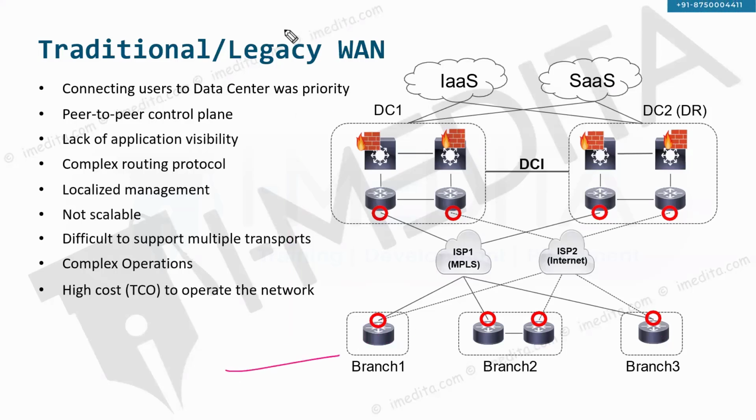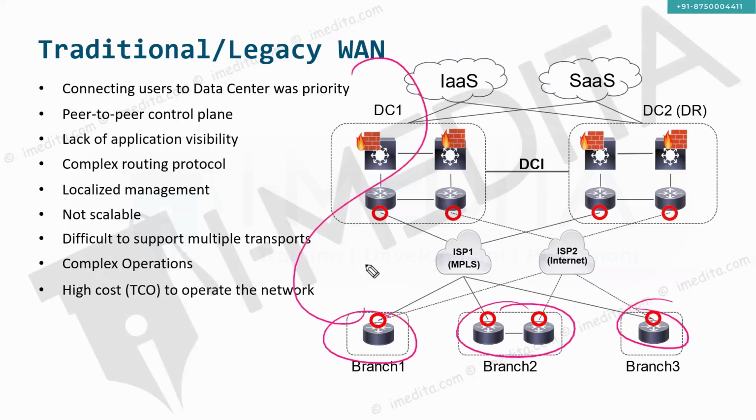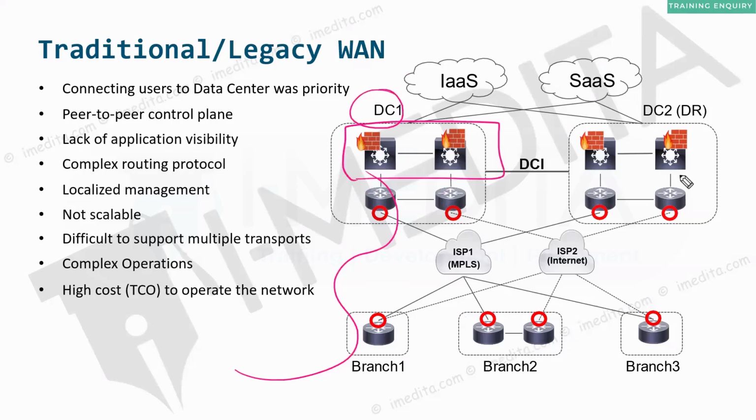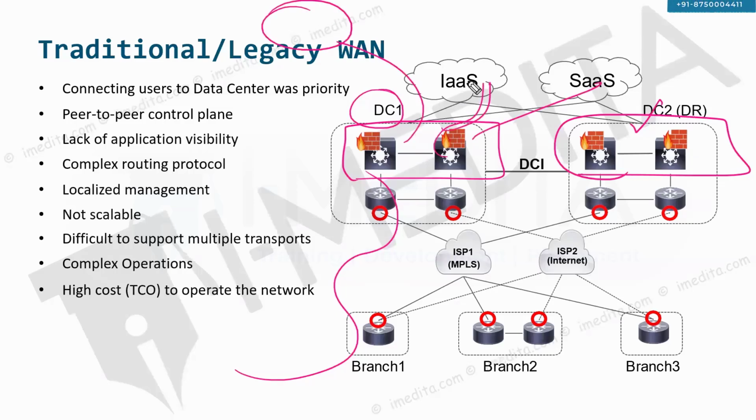Even if the user wants to access the internet, or applications deployed on the cloud, such as infrastructure as a service and software as a service, it has to send all the traffic to the data center, where the inspection will happen based on the security policies that we have deployed. And then the traffic will go to the internet, to the infra delivered on the cloud, and to the software deployed on the cloud.